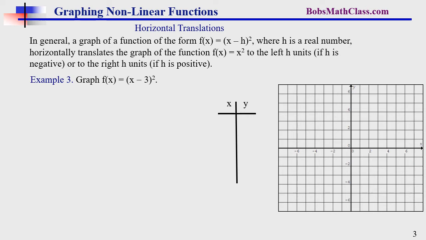Okay, so looking at example 3, what number could we replace x with that would give us a 0 inside the parentheses? So what number minus 3 is 0? Right, 3. That means it's going to be moved 3 units, and 3 is positive, so to the right.